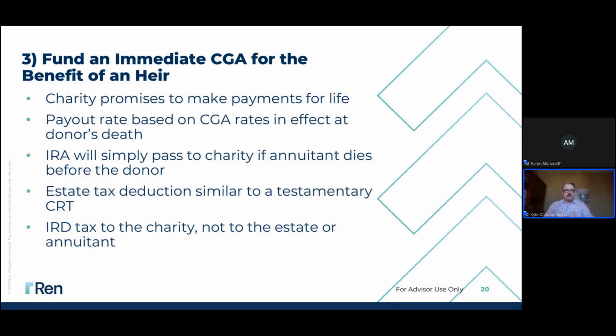And how this will work is that the charity is going to agree to pay X amount of income. It's going to be an annuity payment for the rest of that child's life, and it's going to be based on whatever their age is at the time that the parents pass away. So it's going to be based on whatever the charitable gift annuity rates are in effect at that point in time. And the reason why that's important is because with charitable gift annuities, you can't go over there and say, well, I want 8%, I want 7%, I want 9%.